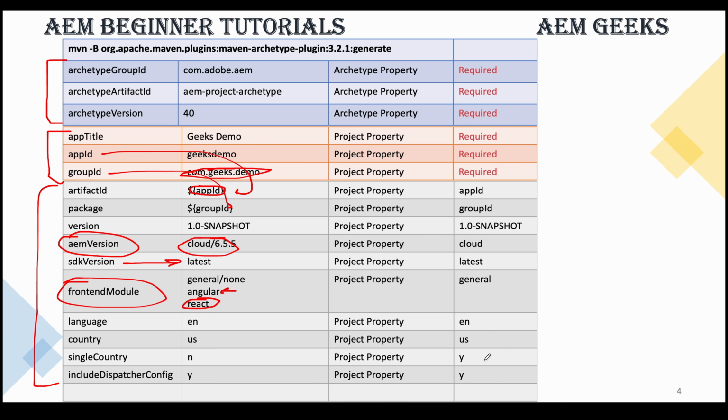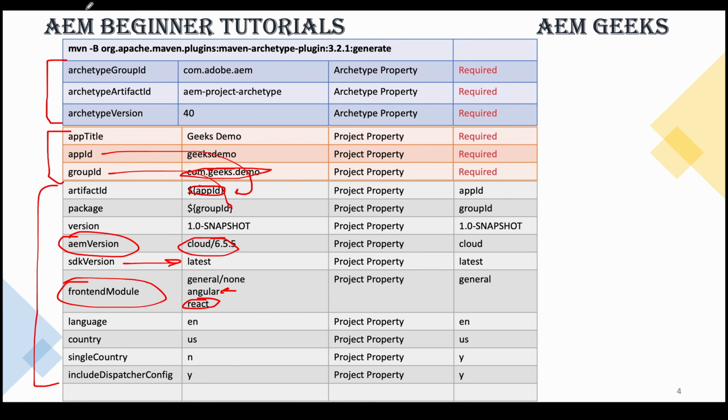By default, it's yes. If you want to include dispatcher configuration, say yes. By default it is yes. You can say no, so it will not create dispatcher configuration. There are other options as well. Please go back and check the official documentation. I will leave the link in the description of this tutorial. Current version as of now when I'm recording this tutorial is 40. Please use the latest version and check the properties if new properties have been added.